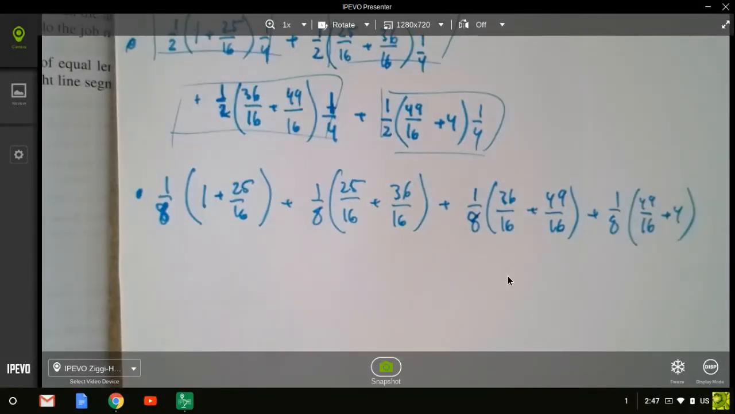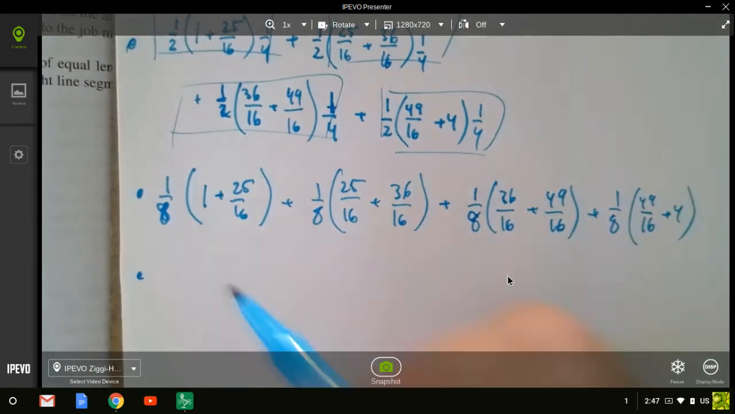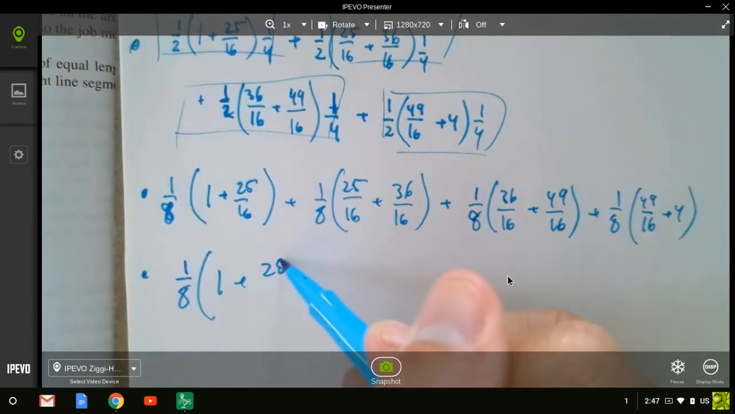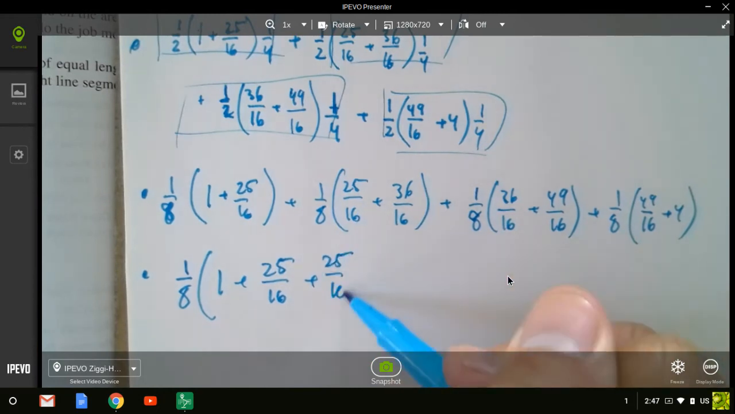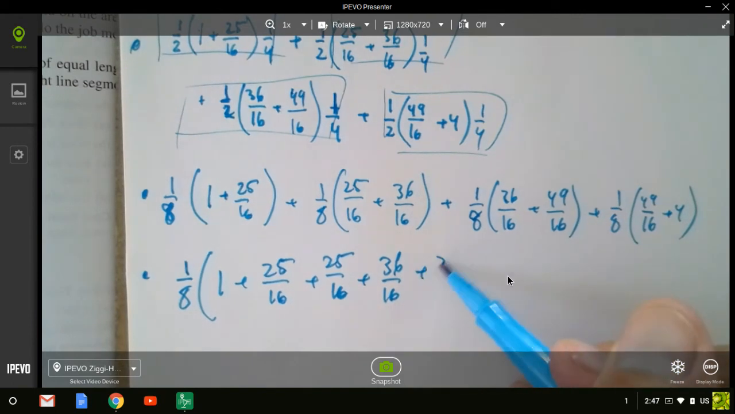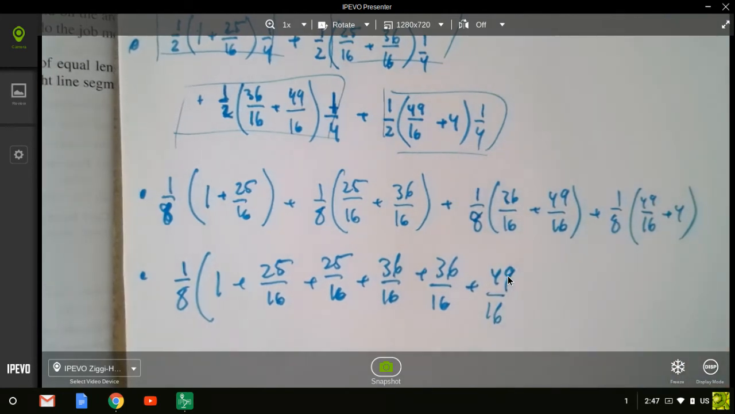Could we simplify this even more? How would we simplify this more? Just take out the 1/8, and then add them all: 1 plus 25 over 16 plus another 25 over 16 plus 36 over 16 plus 36 over 16 plus, what? You should have probably written 16 over 16 instead of 1. Oh, so you didn't have to do the extra step. I see what you're saying.